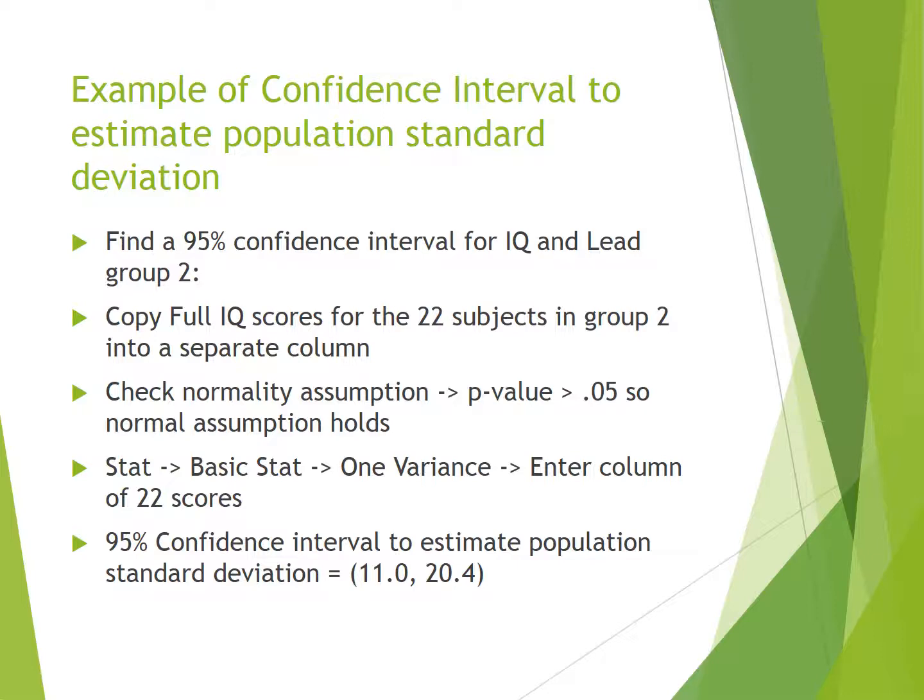The first thing we need to do is check normality. So I go to Graph, Normal Probability Plot. I input whatever column those 22 subjects are in. It turns out the p-value is greater than 0.05, so I know that the normal assumption holds. Then I go to Stat, Basic Stat, 1 Variance. I enter the column of those 22 scores. Then I click OK, and I get that my 95% confidence interval to estimate the population standard deviation is somewhere between 11 and 20.4.